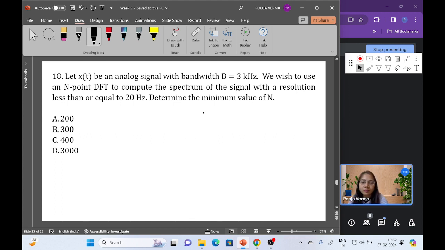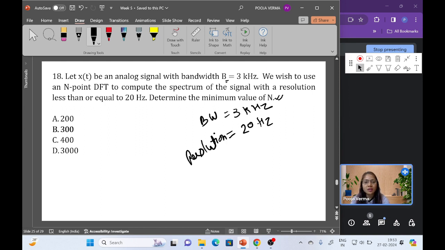So here the bandwidth, that is b, is given as 3 kHz, and the resolution is given as 20 Hz. For an n-point DFT, n is what we need to find, so we need to find the minimum value of n.